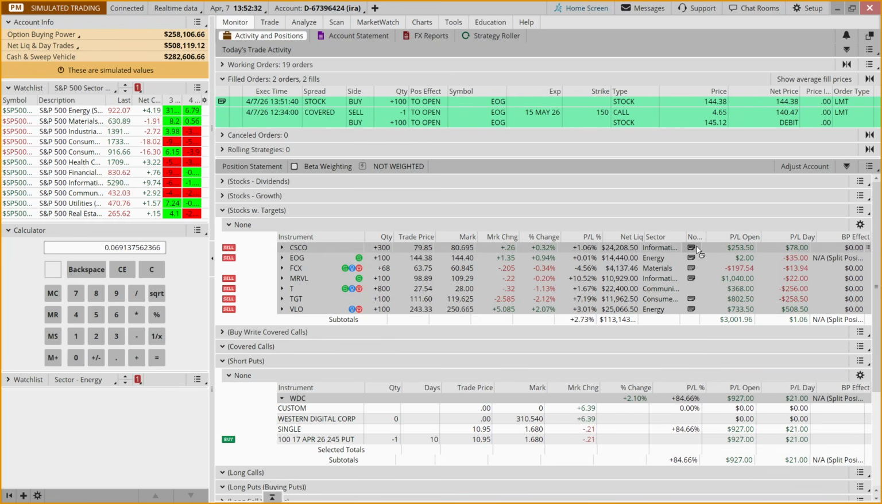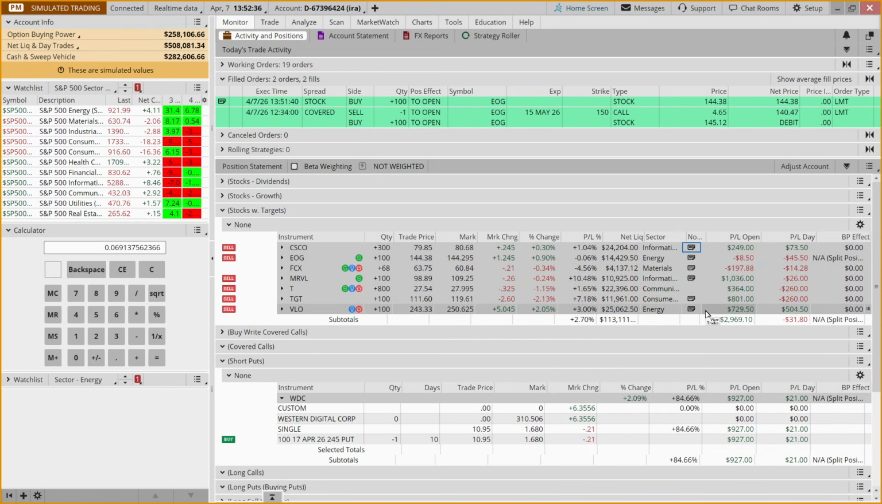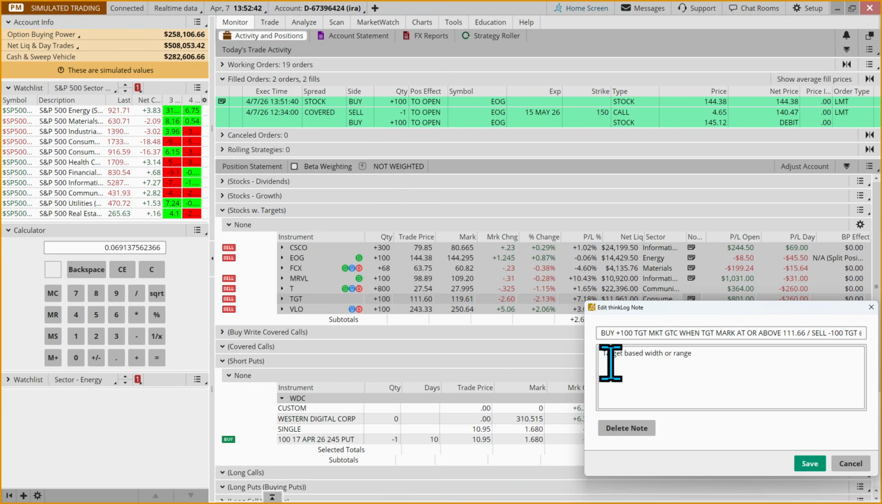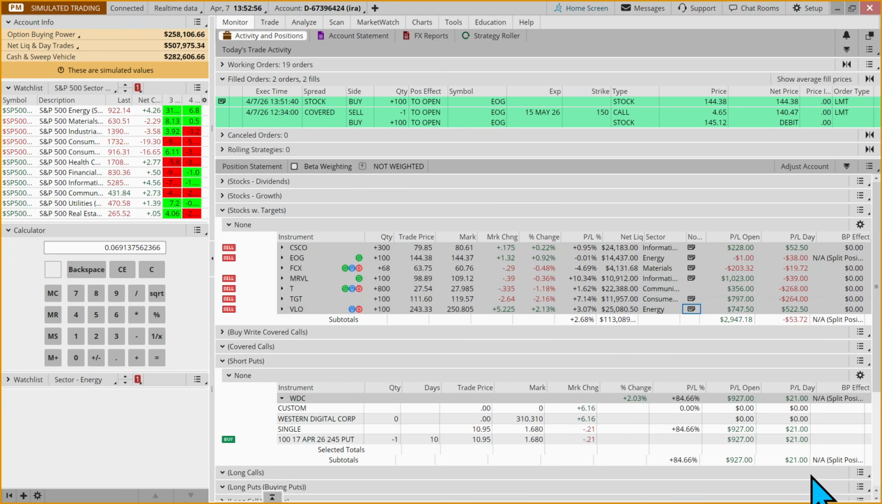Well, what about the trade we put on Cisco? Well, that too was a swing target. I guess we're doing a lot of swing targets these days. How about the target trade? Well, that was based on the width of a pattern or the range. How about this one? This was a Fibonacci extension target. So when we're looking at these trades, we can see what our target was.